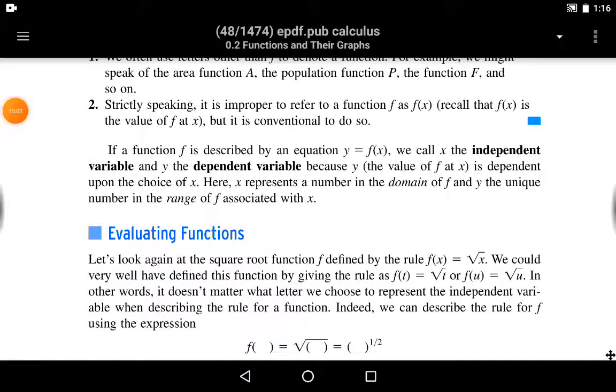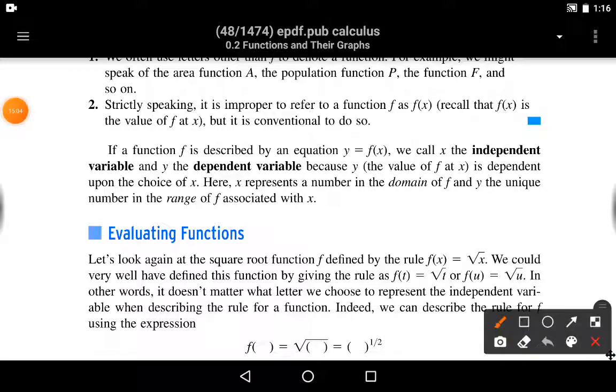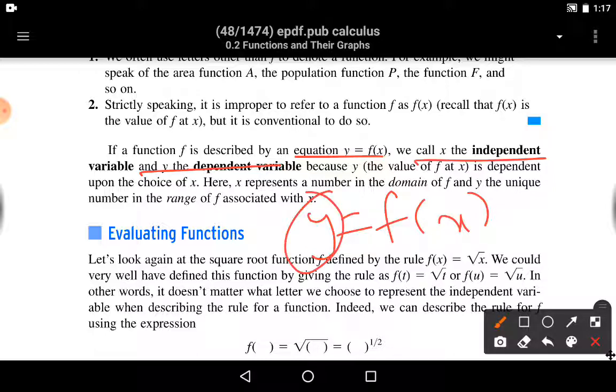Now here we are considering the function y equals f(x). So x is called the independent variable. Here we can choose any x, so we have the choice of x, it is independent, and the value of y is dependent on x. As per the definition, y equals f(x). So x is the independent variable and y is the dependent variable.